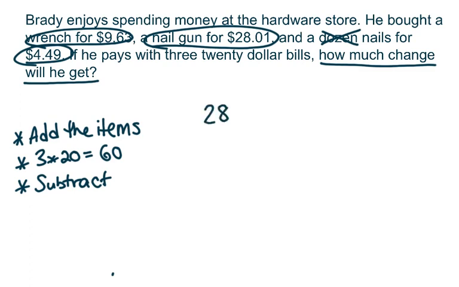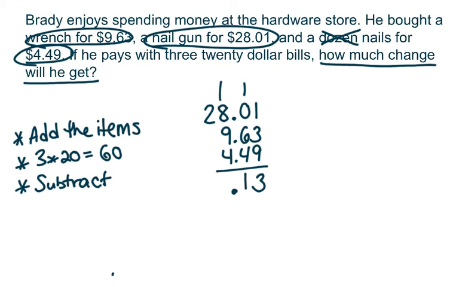Let's do the math. I'm going to start with the nail gun because it has the most digits. I like to put that on top when I add. Then I'm going to add in the wrench. And then I'm going to add in the nails. So I have 1 plus 3 plus 9 is 13. Carry the 1. 6 plus 4 is 10 plus 1 is 11. Keep that decimal straight down. Carry the 1. Then I need to add 1 plus 9 is 10. 8 plus 4 is 12. 10 plus 12 is 22. Carry the 2. Then the two 2's added together is 4. I know that the total cost of the items was $42.13.